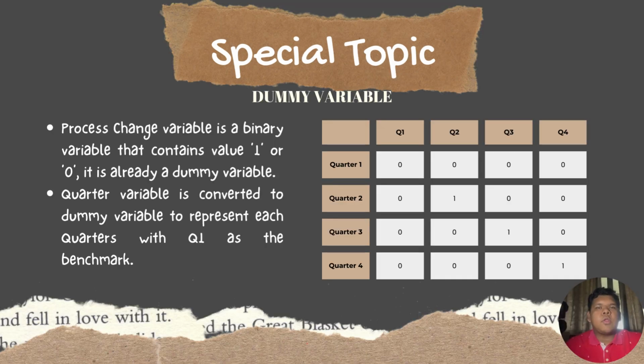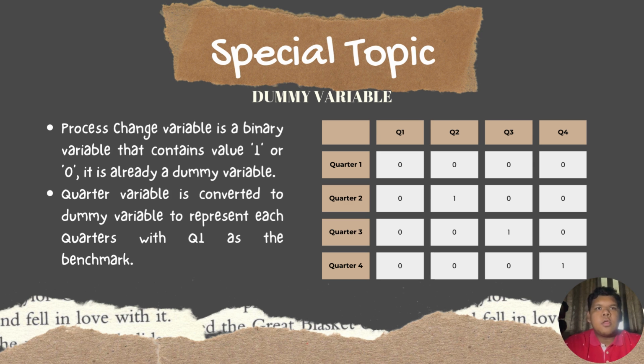In our study, we found out that we have dummy variables among the variables that we have chosen. The first one is process change and the second one is quarter. For the process change, it is a binary variable that contains value 1 or 0. Hence, it is already a dummy variable. The second one is quarter. It is converted into dummy variables to represent each quarter, which is quarters 1, 2, 3, and 4, with Q1, which is quarter 1, as the benchmark.